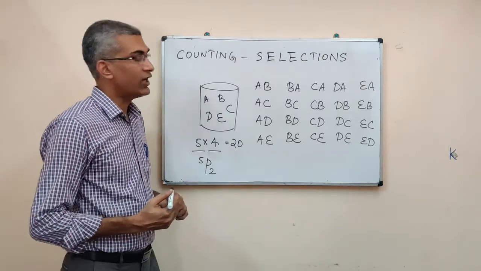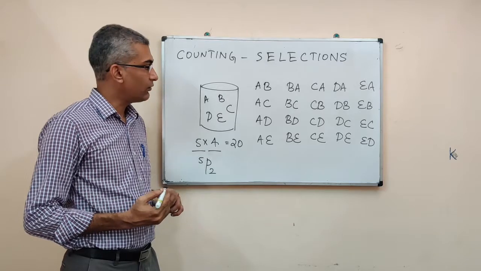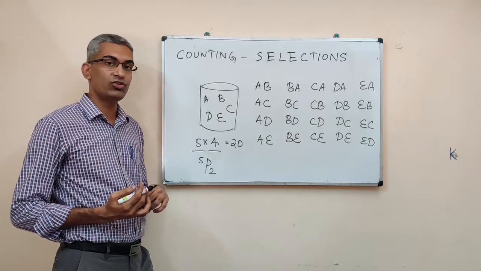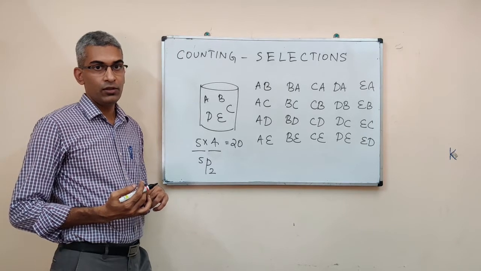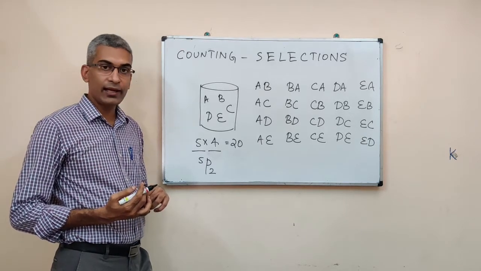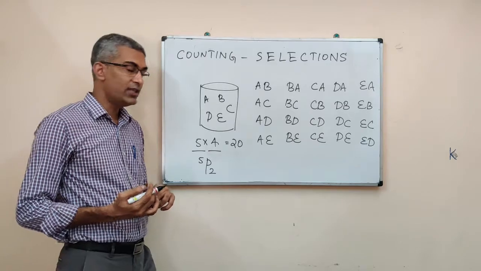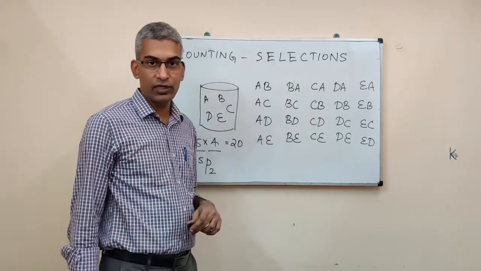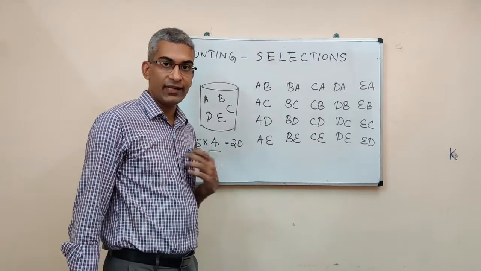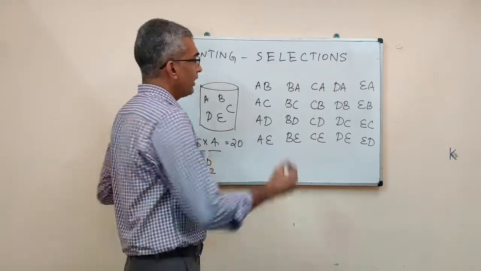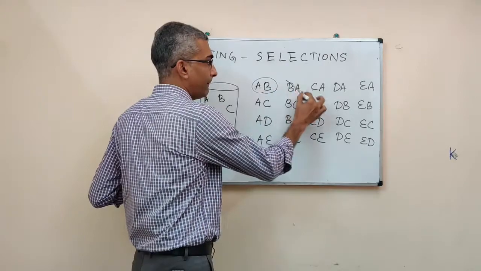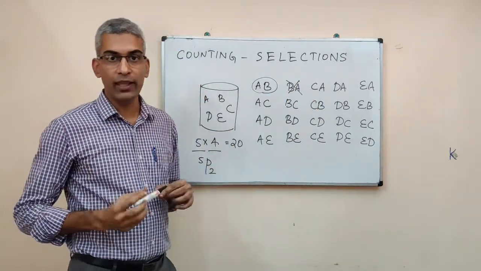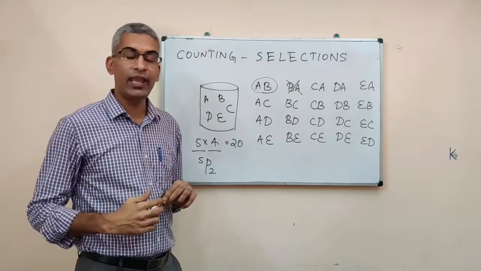Now let us look at a selection situation. If I ask you to pick 2 letters from this box, how many possibilities will be there? What is the difference between picking and arrangement? When I arrange, the order is important. So AB and BA are considered 2 different arrangements. But if I select or if I pick, AB and BA are the same because whether I pick it as A followed by B or B followed by A, I have the same 2 letters A and B in my hand.